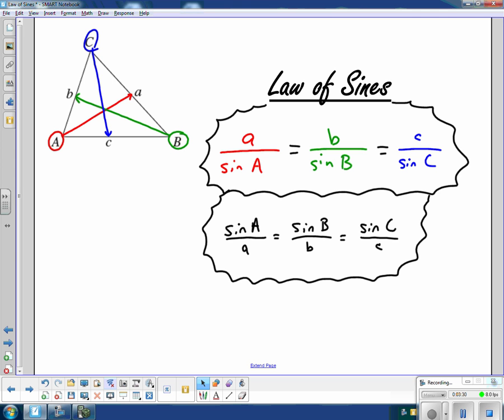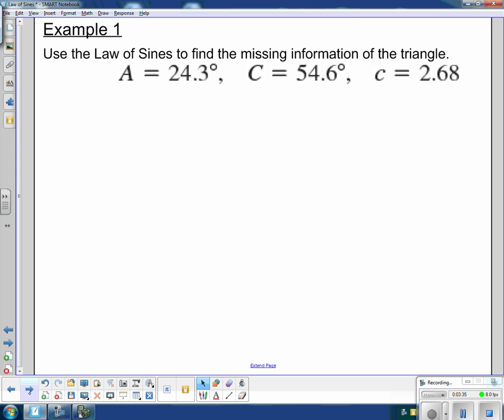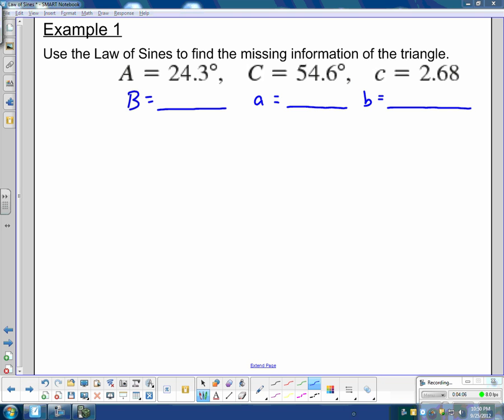So how are we going to use this? We're going to use the law of sines when we're looking at some given information. Notice we said there were 6 pieces of information, 3 sides and 3 angles. In this example, we're given 3 of those pieces of information, which means we're missing 3 pieces. We're given angle A, angle C, and side c. So that means we're missing angle B, capital B, which we need to find, side a, which we need to find, and side b, which we also need to find.